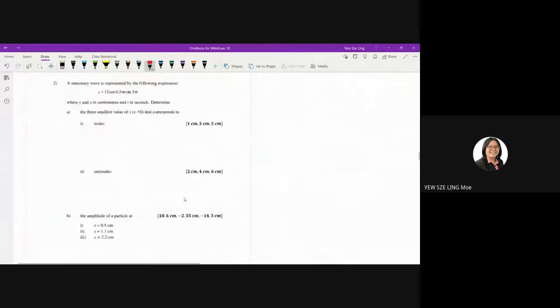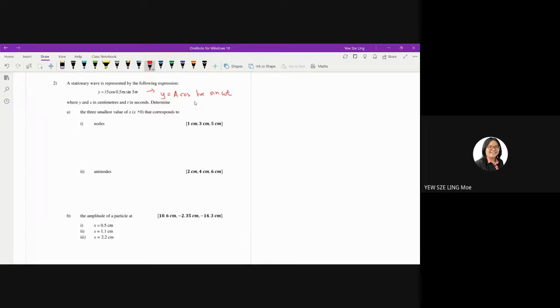So let us move on to question number 2. Now you got these questions, the ones I explained to you just now. A stationary wave is represented by the following equation. You are given an equation, y equals 15 cos 0.5 pi x sine 5 pi t. So what should you do now? The first and most important thing is to compare with the general equation. The general equation for a standing wave, or stationary wave, is y equals A cos kx sine omega t.